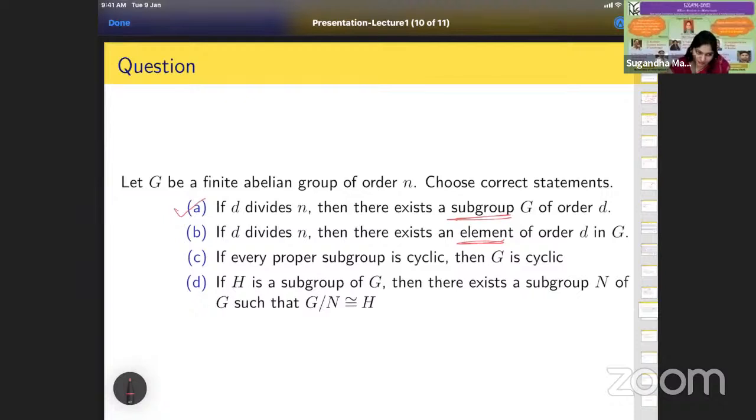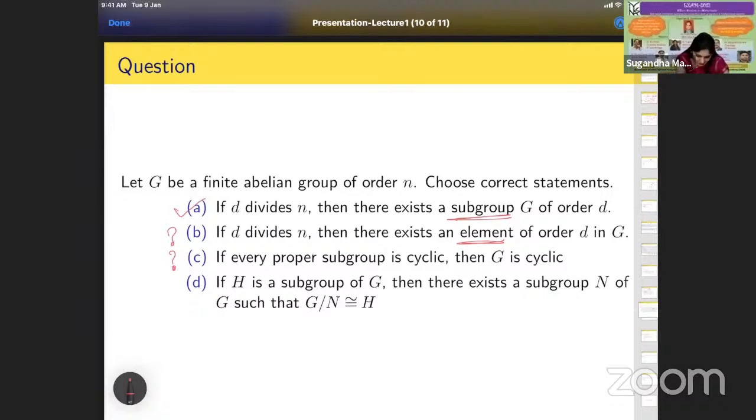Next one is, if every proper subgroup is cyclic, then G has to be cyclic. Of course, for a cyclic group, you know that all subgroups have to be cyclic. I'm asking conversely, if every proper subgroup is cyclic, then is the group G also cyclic? Again, I'm waiting for you to answer if B is true or not, C is true or not. And then if you have a subgroup H, you're working in the abelian case, does there always exist a subgroup N, going modulo which you get H? So H can be written as a factor group is the question that we are putting in this.